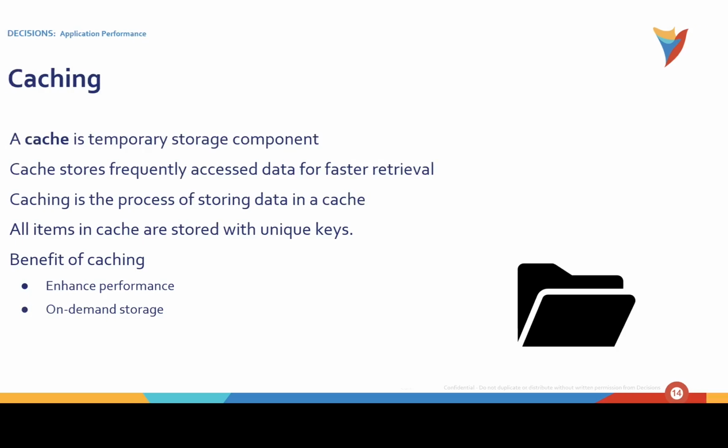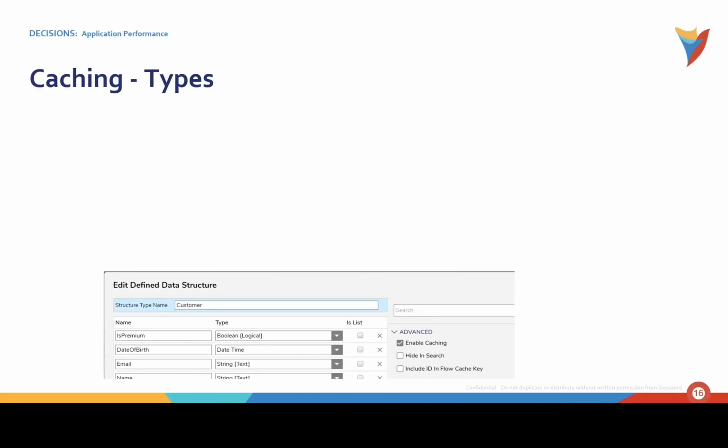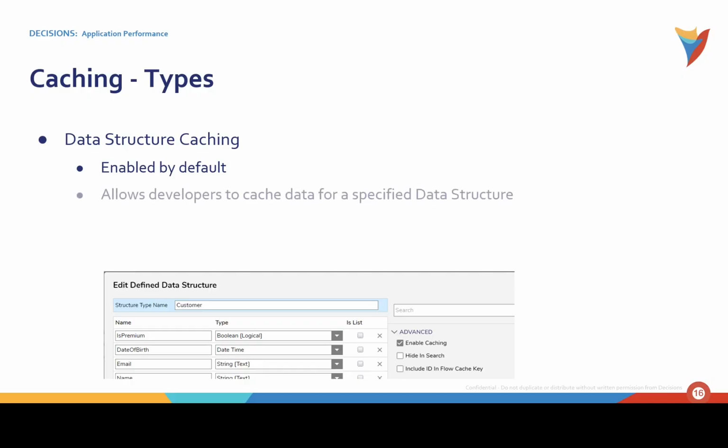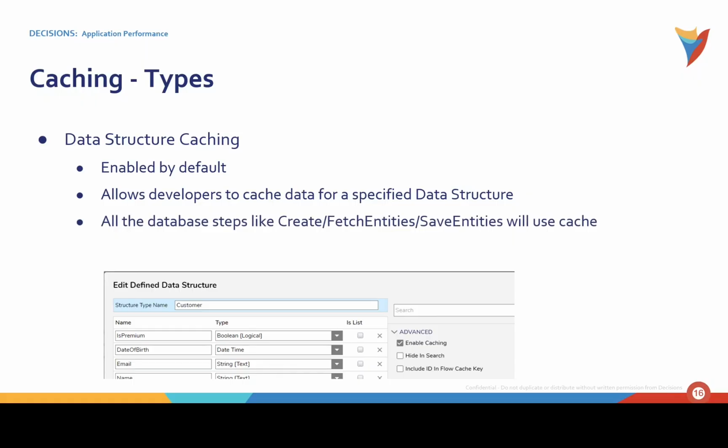Now, there are different types of caching, and the first one that we're going to be covering is data structure caching. This is enabled by default whenever you create a data structure in Decisions, and it allows developers to cache data for the specified data structure that's been created. All the database steps, like create, fetch entities, save entities, will then utilize this cache that's been created on the structure. This allows for quickly accessing this information without having to make a database call every time.